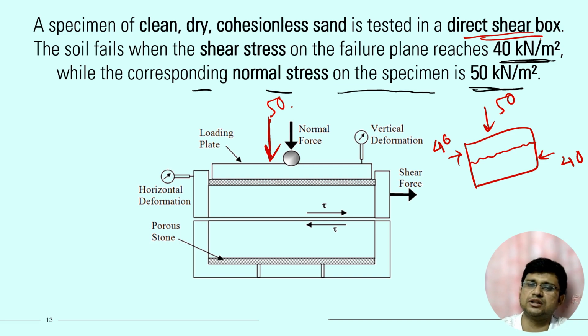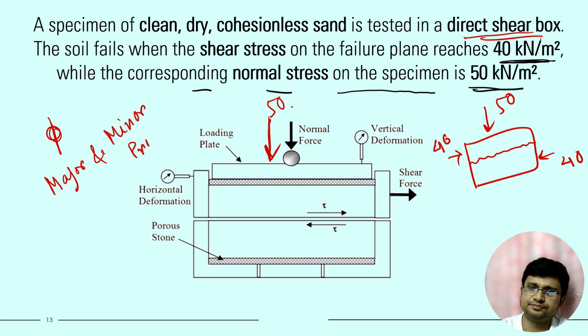Now we have to measure all the values. We have to measure the angle of internal friction phi. We have to measure the major and minor principal stress and angle. So how to do that? By using the Mohr circle, we can do it very easily.